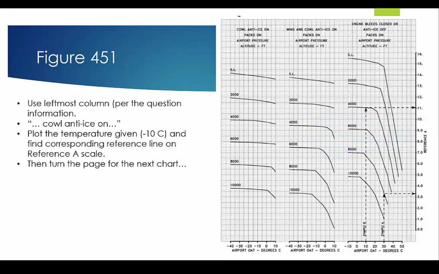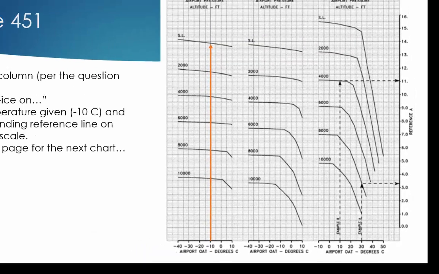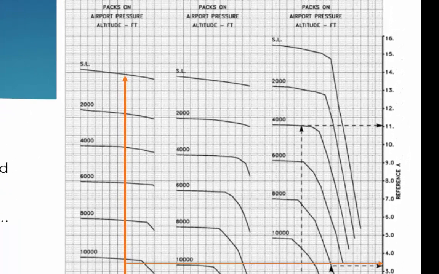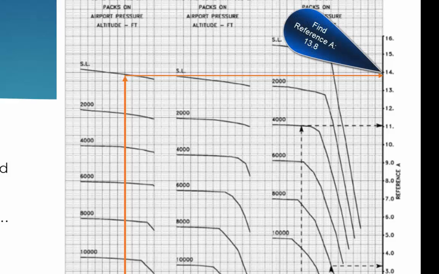And then we are going to use that and go over to the next page to find the rest of the problem. So on here, we're going to look at the bottom scale, airport outside air temperature in degrees Celsius, and plot a line straight up to sea level, since our airport elevation was about 10 feet. It's basically sea level. And then we're going to draw a line straight over all the way to that reference A scale on the right-hand side, and we get approximately 13.8. That number is really meaningless unless we plug it into the next figure, figure 452, which is on the next page.